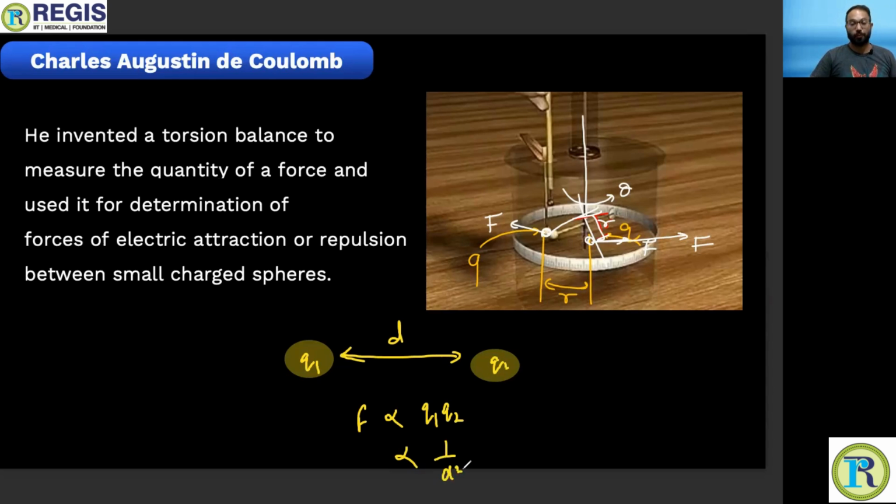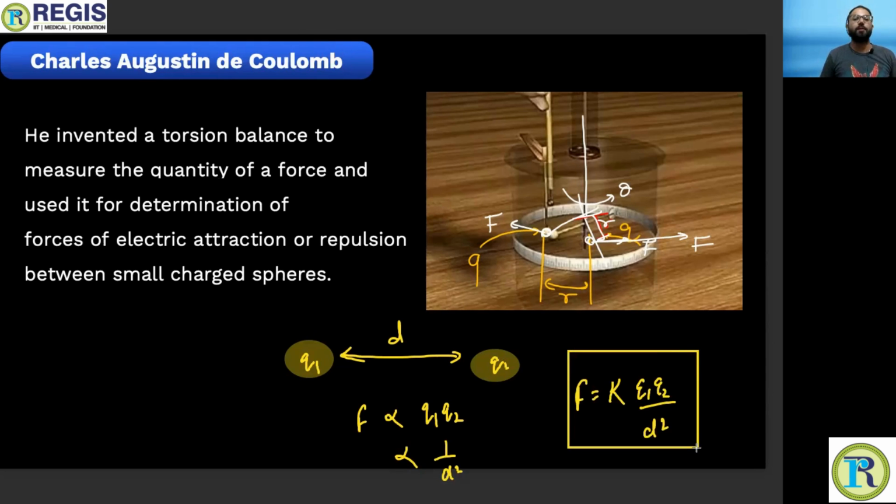I think most of you know about this relation of inverse proportion. So he gave the formula F = k Q1 Q2 divided by d squared. And this formula is called Coulomb's law. Basically, it gives the force, either a force of attraction or a force of repulsion. Clear? Any doubt? Any confusion?